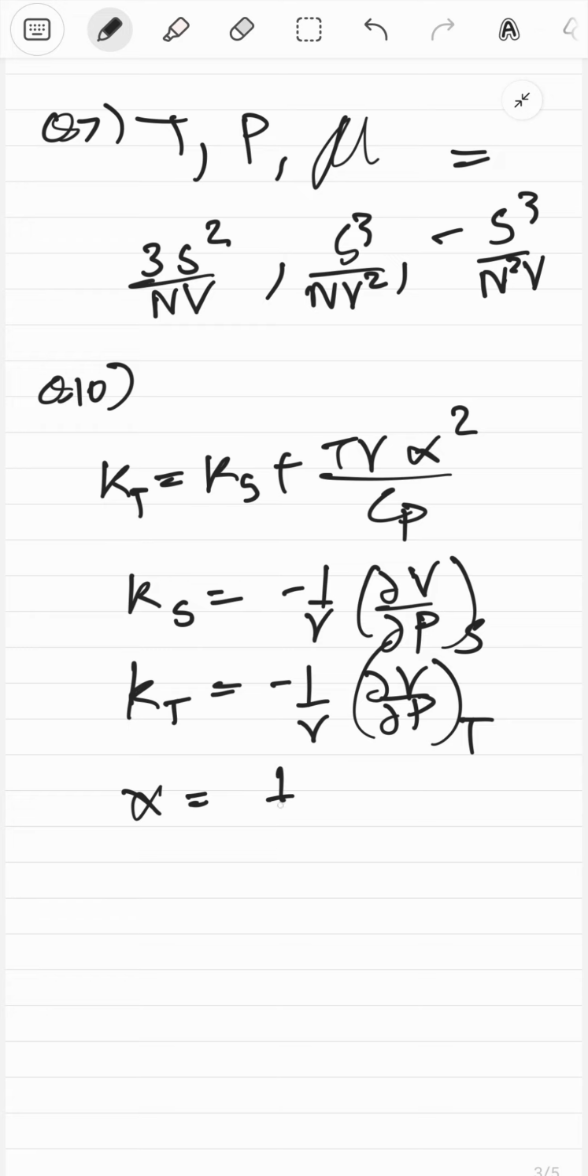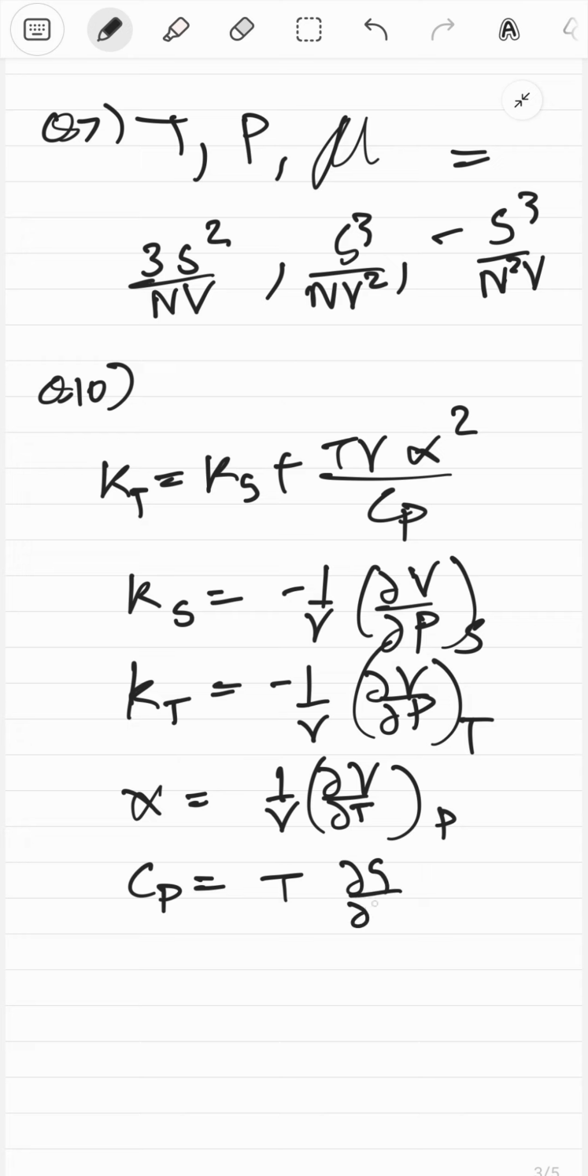Alpha is given as 1 upon V, partial V by partial T at constant pressure, right? That's cool. And then C_P is obviously just the rate of change of energy, so it's just TdS. So now it's partial S by partial T at constant pressure. Cool. Right, so you have alpha squared.